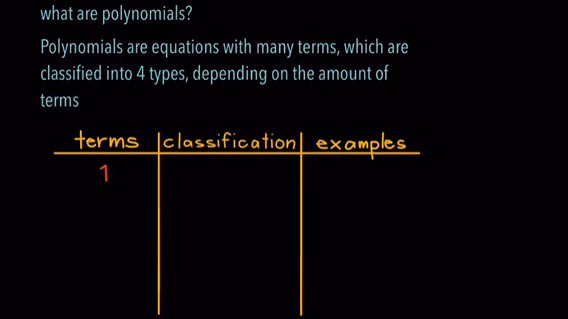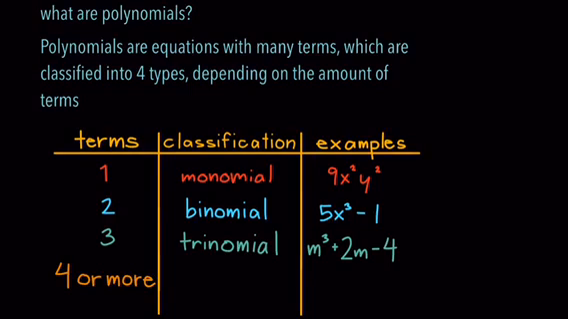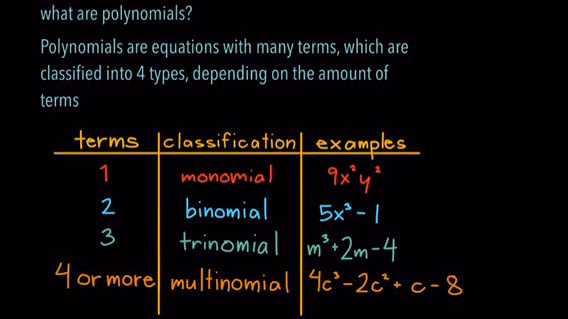With one term, it's called a monomial. An example is 9x squared y squared. With two terms, it's called a binomial. An example is 5x cubed minus 1. With three terms, it's a trinomial. An example is m cubed plus 2m minus 4. Lastly, with 4 or more terms, it's called a multinomial. An example would be 4c cubed minus 2c squared plus c minus 8.